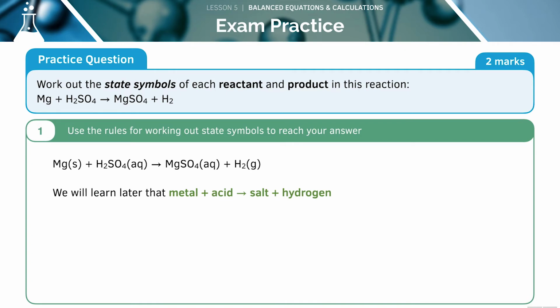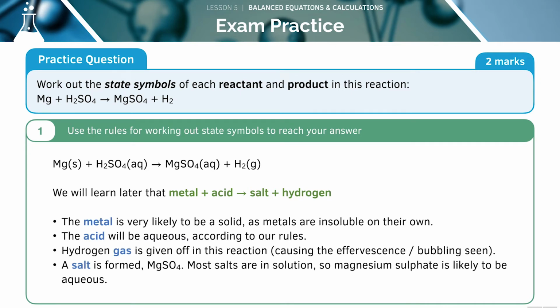Hopefully you know that hydrogen is a gas given off in this reaction, which causes effervescence or bubbling that may be seen. Later on, we will see that metal plus acid gives us salt and hydrogen. Since metals are usually insoluble on their own, the metal is going to be a solid, so we can write the symbol S next to magnesium. The rule stated that acids are likely to be aqueous, so we can put an AQ next to the sulfuric acid.